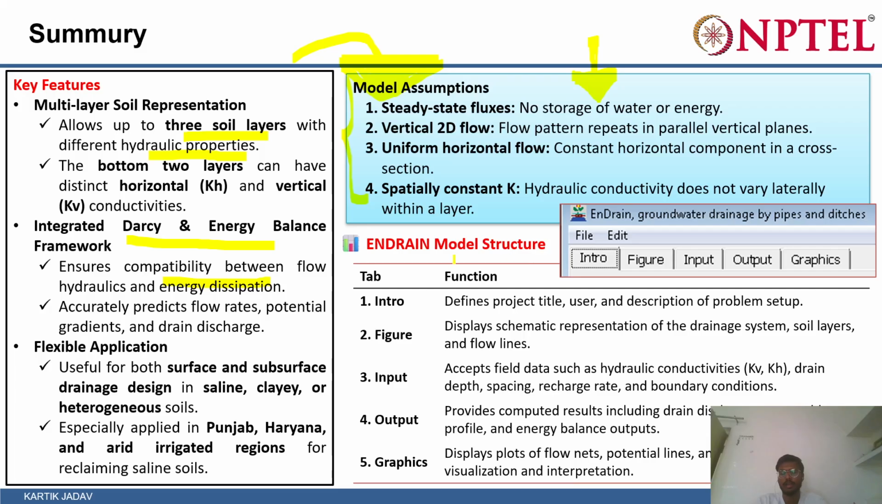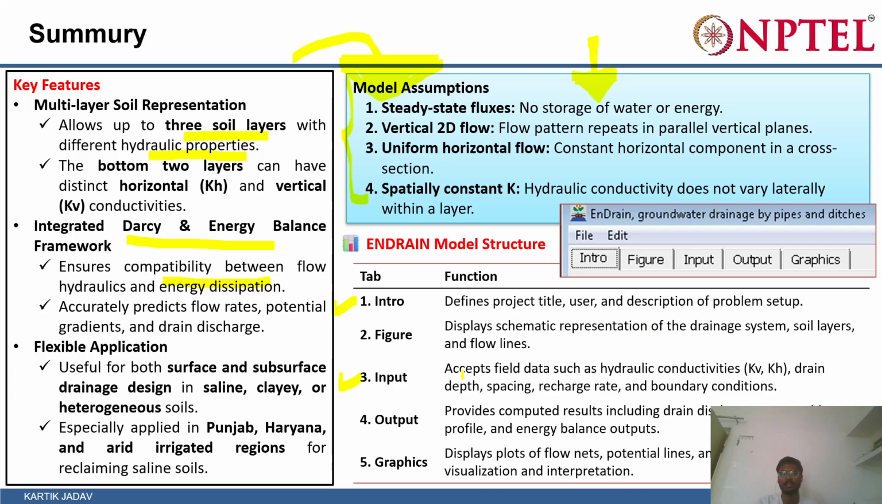So the model structure has five tabs. The first one is intro. The intro defines the project title, user, and description of the problem set. Then you have figure, which displays the schematic representation of the drainage system, soil layers as well as flow lines. Then you have input.